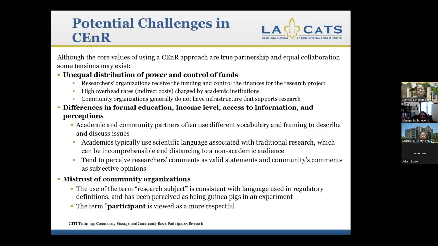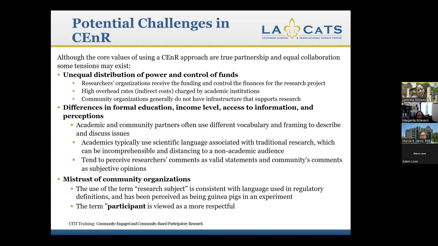So, what are some of those challenges in community engaged research? When we look at anything, whereas we have different partners coming together, sometimes there may be some potential challenges. And so, although the goal is that we are trying to make sure that we're having that equal collaboration, that we're having that true partnership, there may be some tension that may exist.